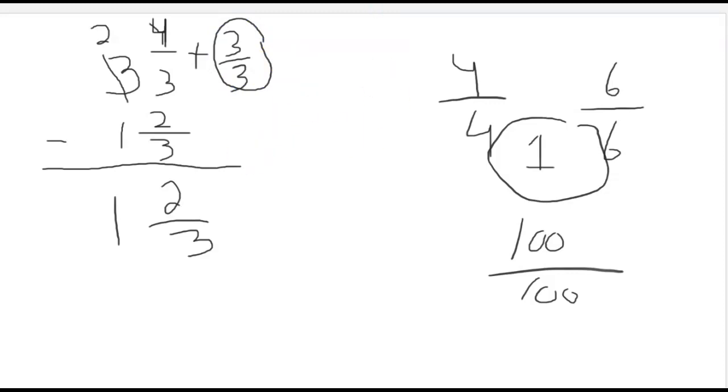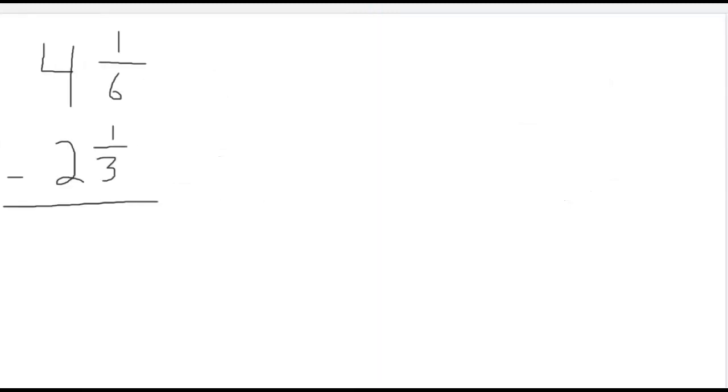Okay, let's look at another one. Here we have 4 1/6 minus 2 1/3. Well, you'll notice now we have two different denominators, right? So before we can do anything, we need a common denominator. What is the common denominator? Well, the least common multiple is 6. So we're going to change this to 4 and 1/6. That stays the same. Minus 2 and something sixths.